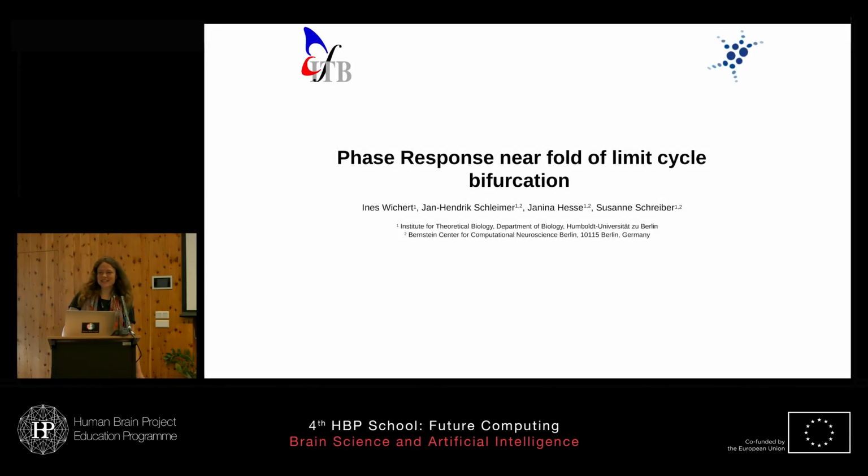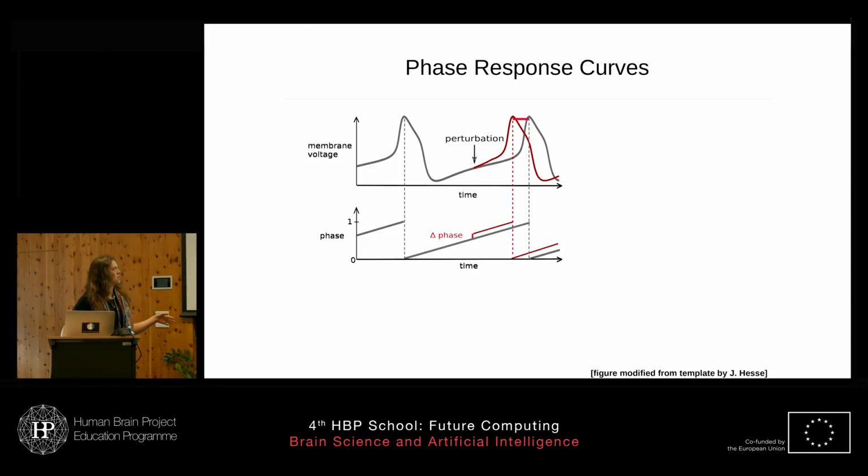So the title to this complex applied mathematics project is Phase Response Near Fold of Limit Cycle Bifurcation. And I'm just going to give you an idea of why this project is interesting. So we deal with phase response curves.